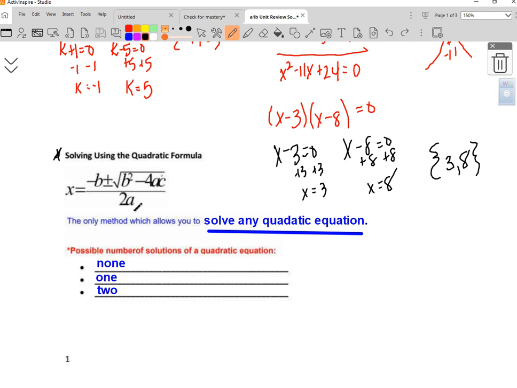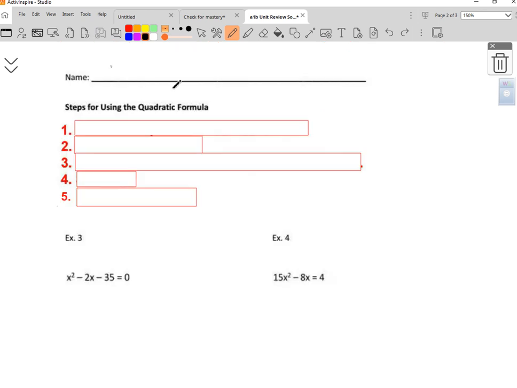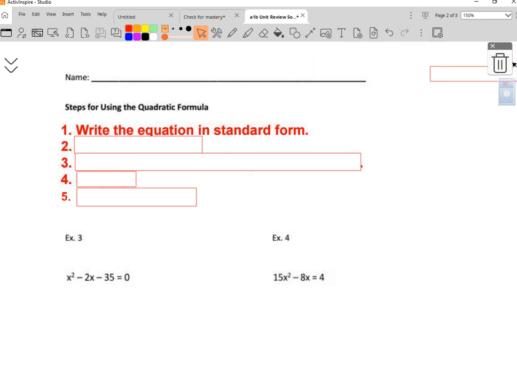All right, so this is the formula we're going to be using. These are the steps for solving using the quadratic formula. First, once again, write the equation in standard form. Second step is identify your A, your B, and your C. So I should literally see A equals some number, B equals some number. That's part of your work. C equals some number.